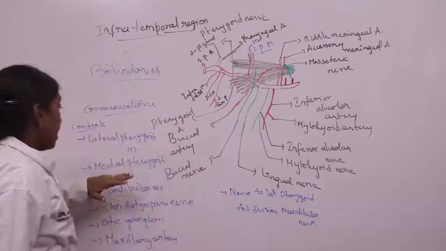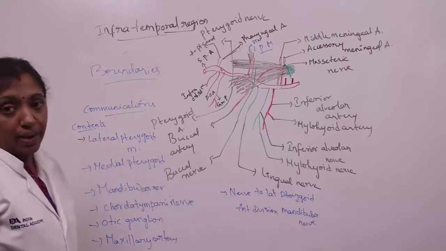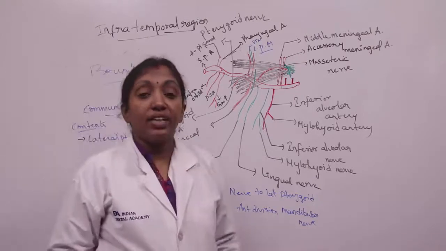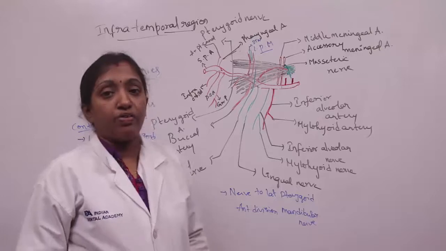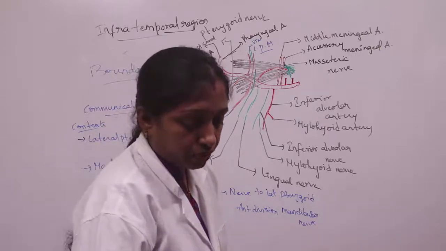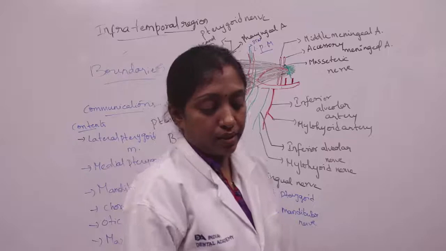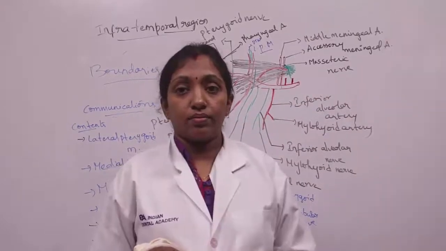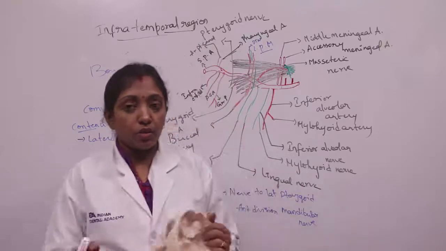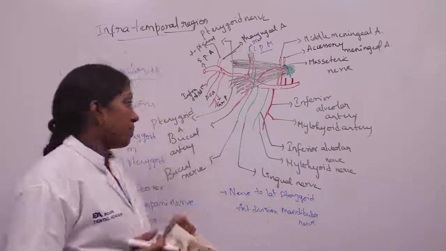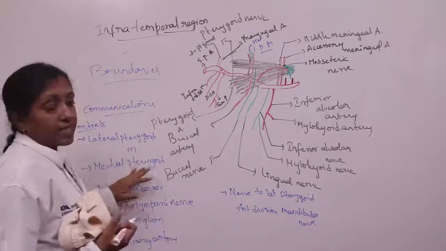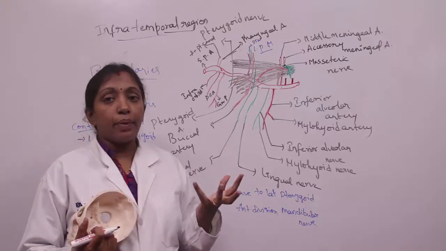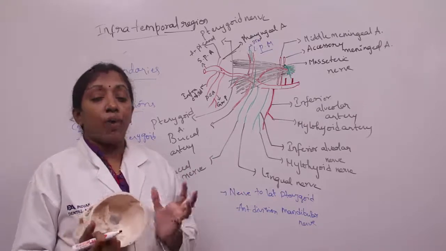And coming to the other muscle, that is the medial pterygoid muscle. The medial pterygoid muscle has a large deep head and a small superficial head. It is a quadrilateral muscle.